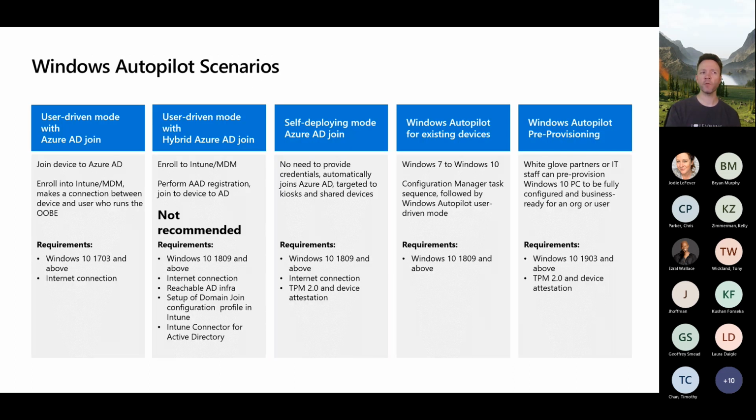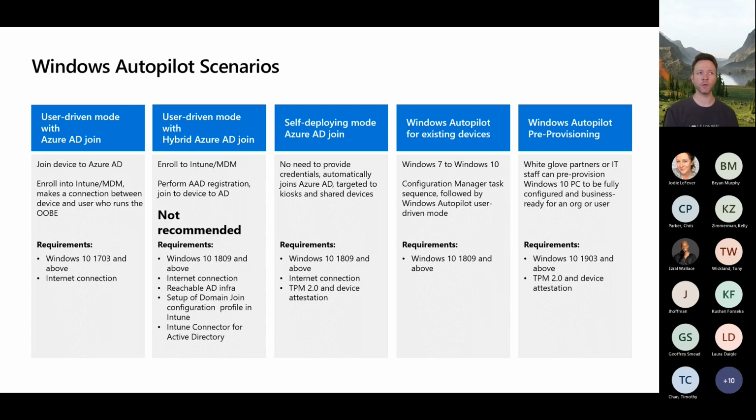But there are different scenarios with Autopilot. And there's about 5 different scenarios. Realistically, you probably are going to see 2 of these used the most frequently. The first one is this user-driven mode with Azure AD Join. And this is the most common scenario that we have with Autopilot.